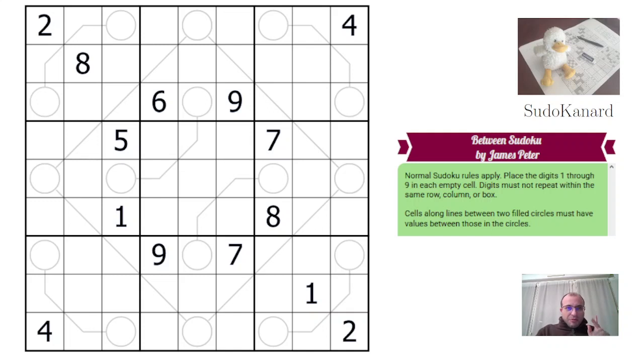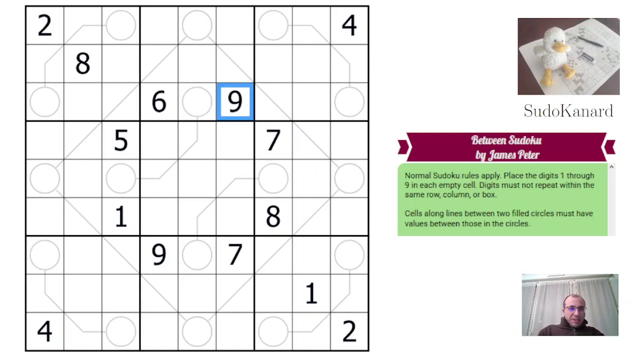So the rule first. Whenever you have two circles linked by a line, it means that all digits on the line must lie strictly between the numbers on the ends. For example, if this is a 3 and this is a 7, then all those digits must be from 4, 5, 6. This is not necessarily the values that we put into those cells, it's just an example. So that's it, and the rest is standard Sudoku.